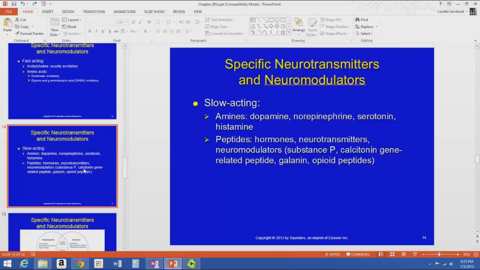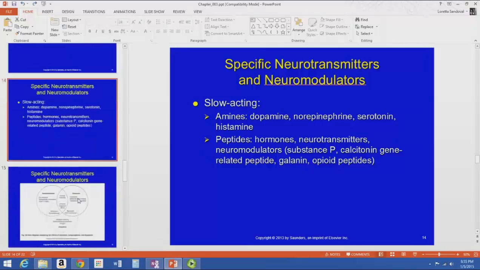Okay, peptides are hormones, neurotransmitters, neuromodulators. The only ones that I want you to remember are substance P and the opioids, which are our endogenous opiates. Those are things that help control our pain that our brain is producing itself. The rest of those, there's lots of cool information in the book, but you do not need to worry about that. So substance P and the endogenous opioids, those are the only ones you need to know about.